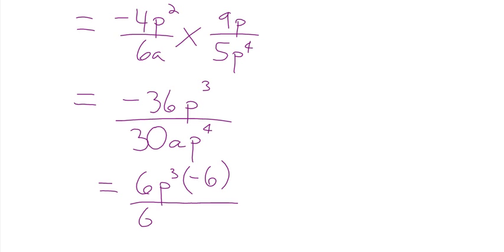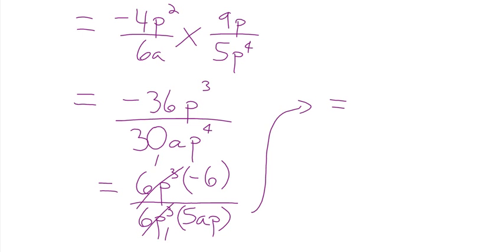Okay, we know that 6p cubed is our common. We need an a. Oh wait, we need a number first. What number is going to give me 30? 5. We need an a, and what else? And a p. And we get negative 6 over 5ap. Okay, questions? Nope. Moving on.